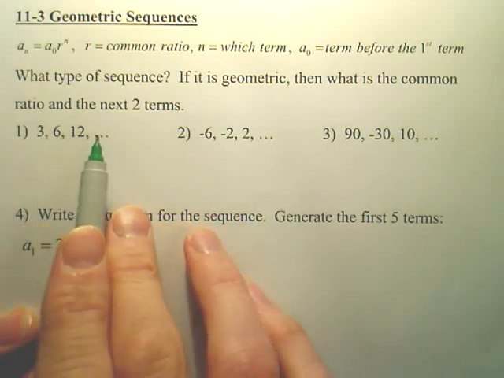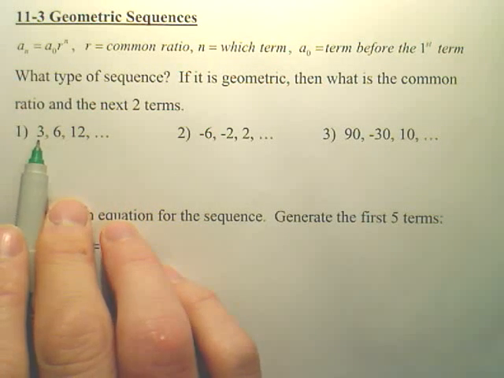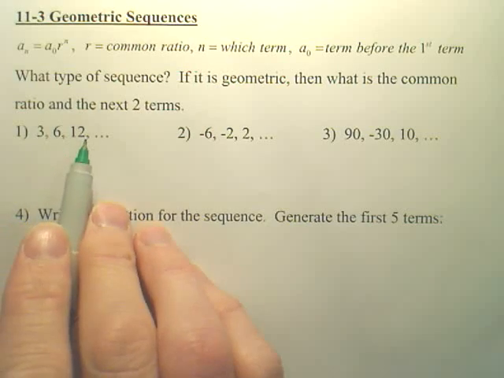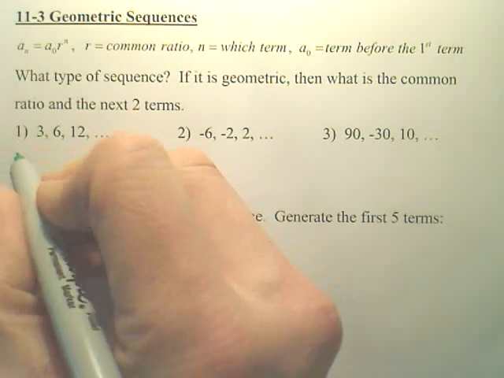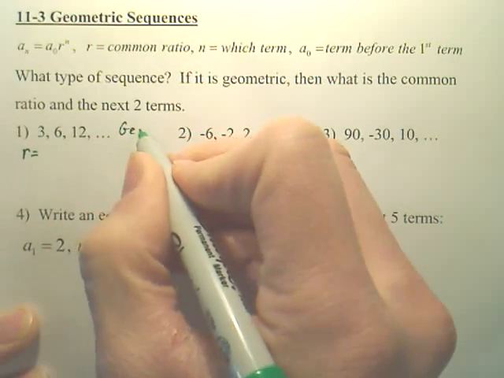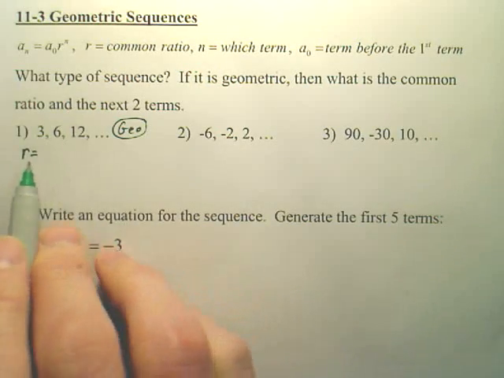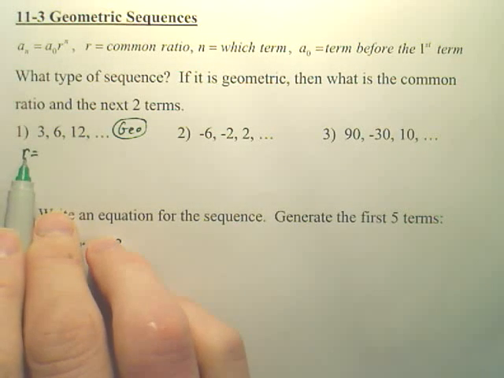Are we multiplying by something each time, or are we adding something each time? Well, what you see here is it looks like we're doubling each time. So that is called a common ratio. So this one is geometric. My common ratio, well, how do I find the ratio?